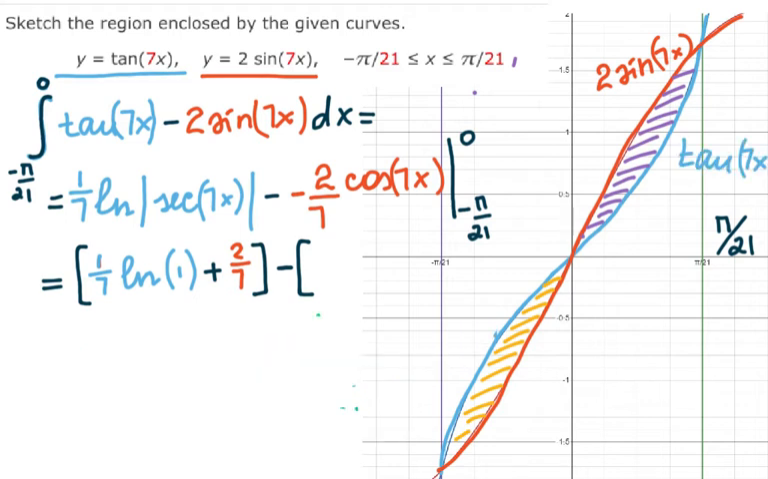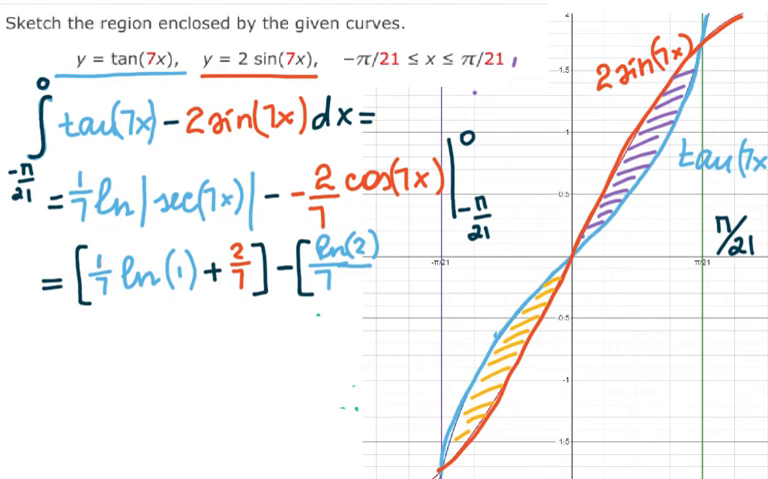So now if I plug in negative pi over 21 into the logarithm function, I will have 1 over 7, and then the natural logarithm of secant 7x. It's 1 over cosine of 7x, and 7x is pi over 3. 1 over cosine of pi over 3 is the same as 1 over 1/2, which gives me 2. So I have the natural logarithm of 2.